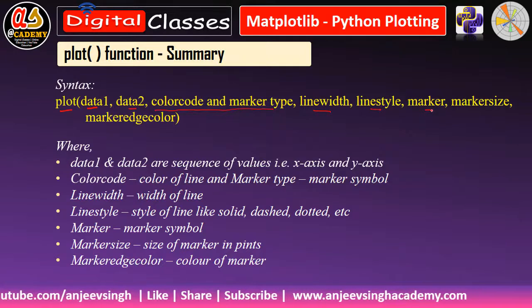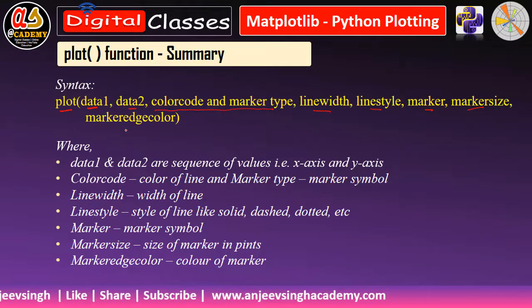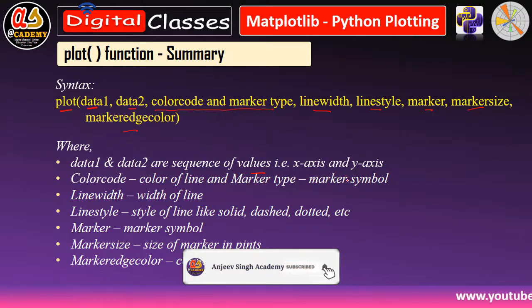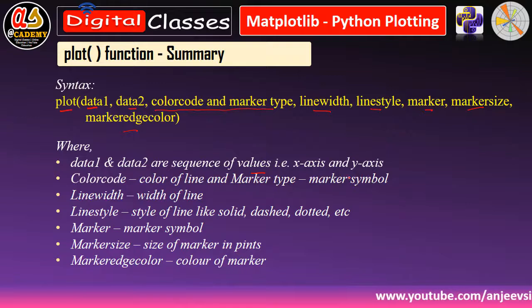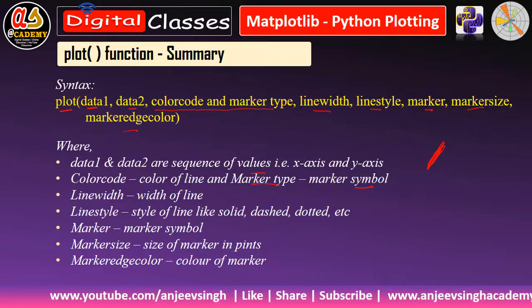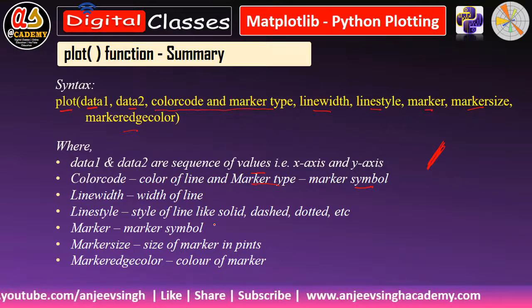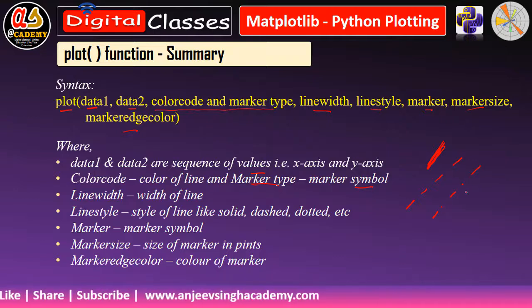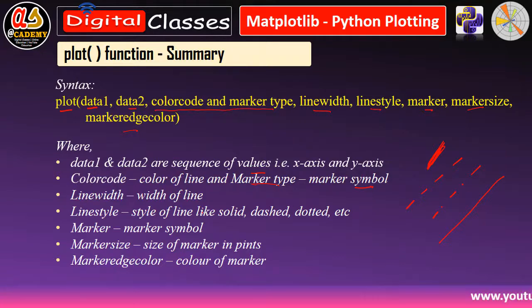मार्कर साइज, मार्कर के टाइप को चेंज करना, मार्कर के साइज को चेंज करना, मार्कर के एज कलर. डेटा 1 जो है वो सीक्वेंस ऑफ वैल्यूज होते हैं, एक्स एक्सिस एंड वाई एक्सिस, जिसके बेस पे आपका ग्राफ ड्रॉ होगा. कलर कोड जो कलर ऑफ द लाइन एंड मार्कर टाइप इज द मार्कर सिंबल होता है. लाइन विड्थ जो विड्थ ऑफ लाइन होगी, थिकनेस क्या होगा, उसके लिए हम लाइन विड्थ को यूज करते हैं.